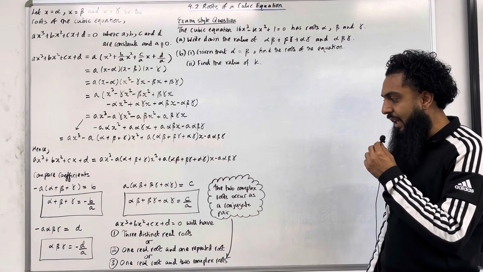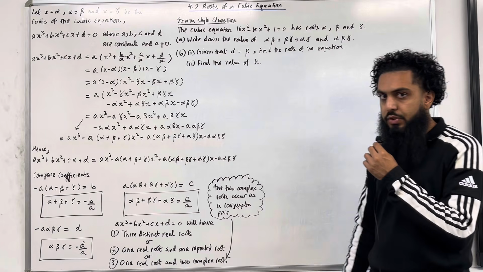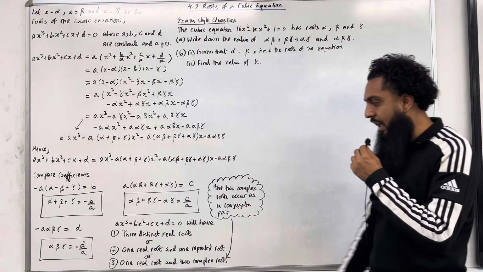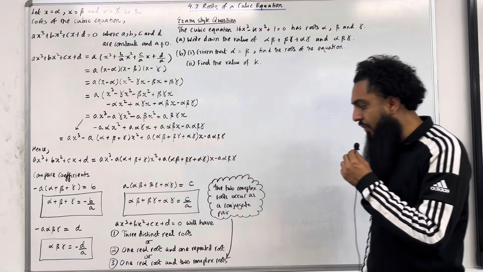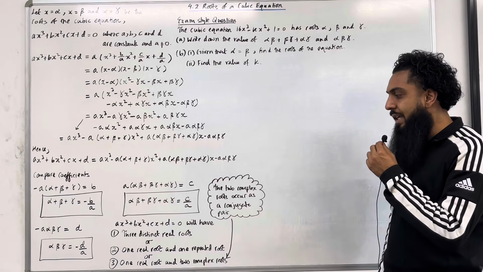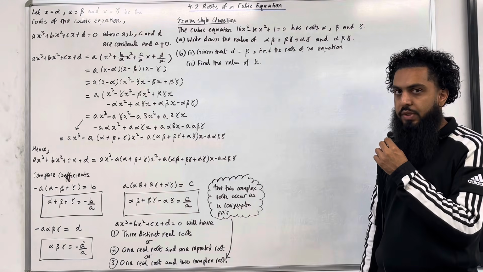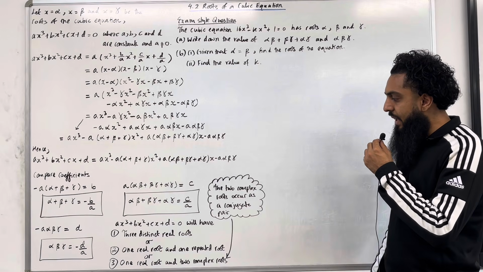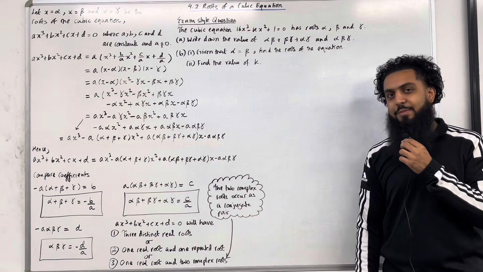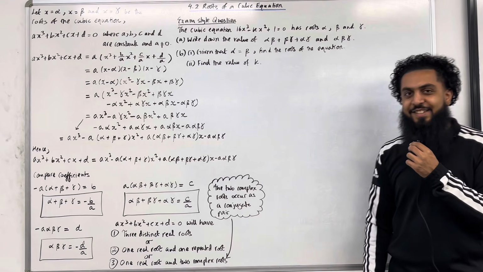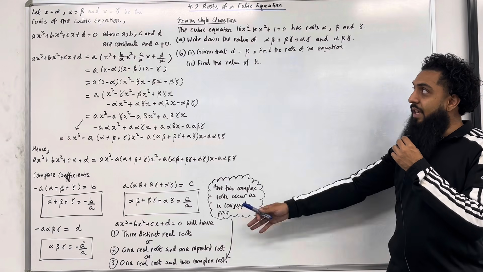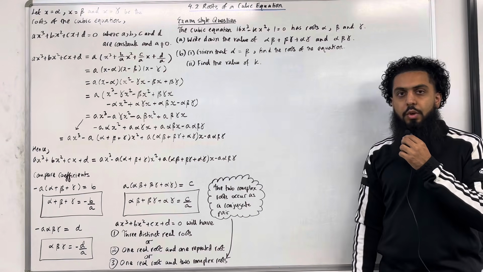Right, now for this cubic over here we will have three scenarios. Scenario number 1, we can have 3 distinct real roots, or scenario number 2, we can have 1 real root and 1 repeated root, or finally scenario number 3, we have 1 real root and 2 complex roots. Key fact, the 2 complex roots occur as a conjugate pair. So that there is the key facts of 4.2 roots of a cubic equation.